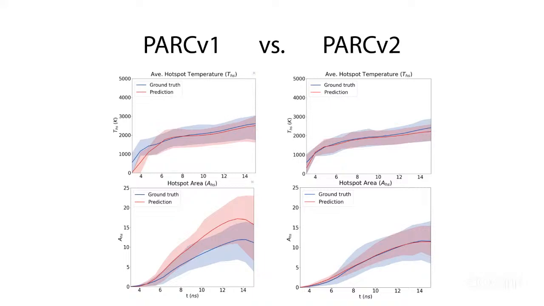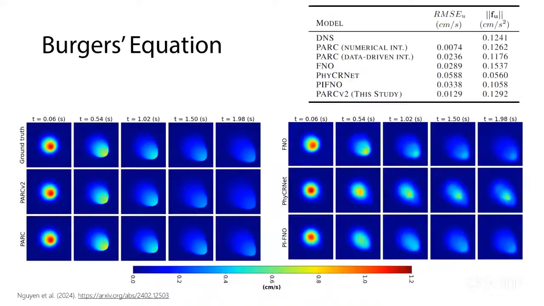So there's a good reason to believe that Park version 2 works quite well, because even though I presented only the energetic material cases so far, we actually tested on other benchmark problems. So for Burgers' equation over here, the first row is the ground truth, and the second row is Park version 2, and Park version 2 obviously does a better job. We have Fourier neural operator. This is something that you already know.